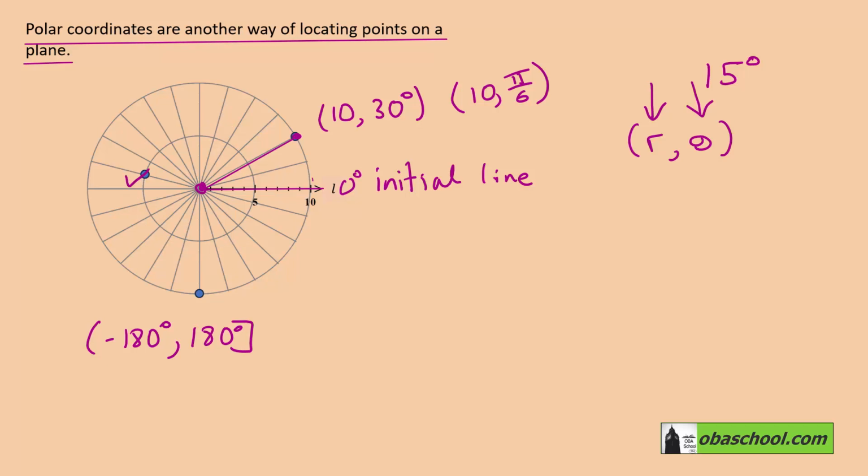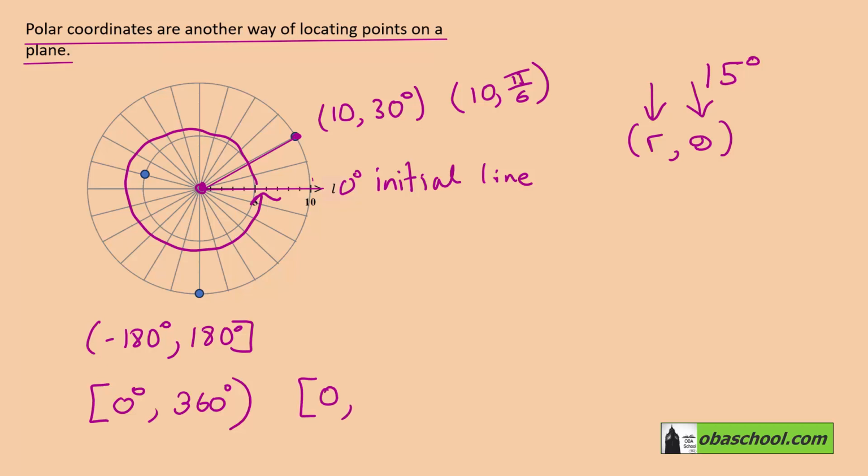However, in the work we're going to be doing, we're always going to be working with 0 to 360. And when we do that, the 0 is included and the 360 not included. In radians, that would be 0 to 2 pi.